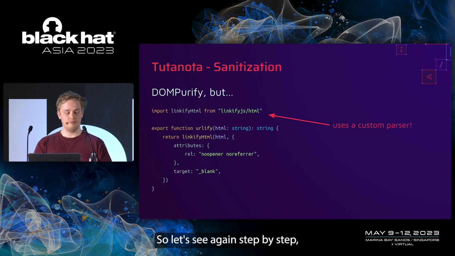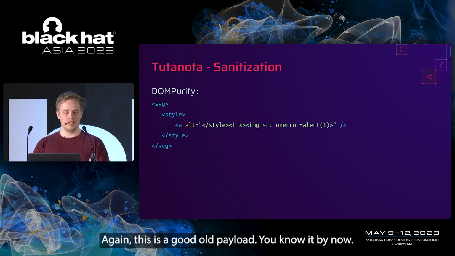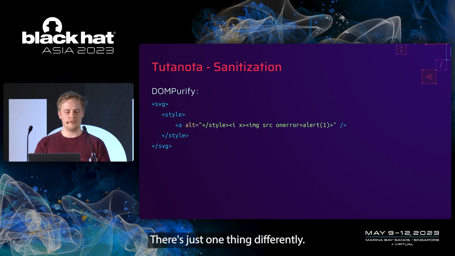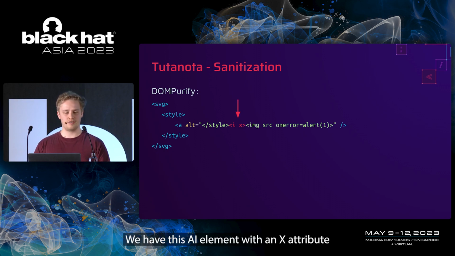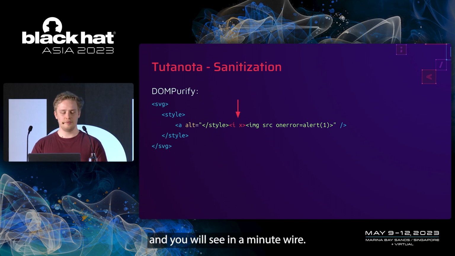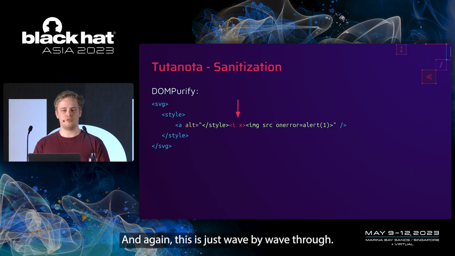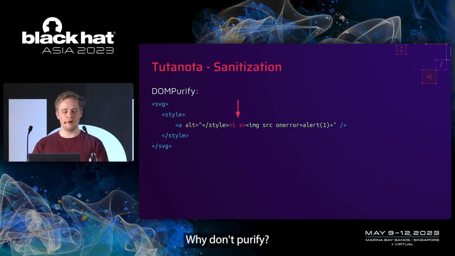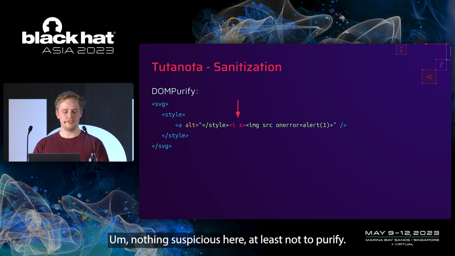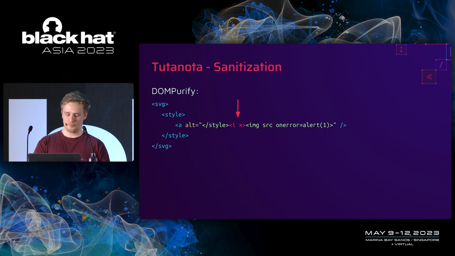So let's see again, step by step, what we can do to bypass this and make use of this parser differential. Again, this is our good old payload. You know it by now. There's just one thing different. We have this I element with an X attribute, and you will see in a minute why. And again, this is just waved through by DOMPurify. Nothing suspicious here, at least not to DOMPurify.